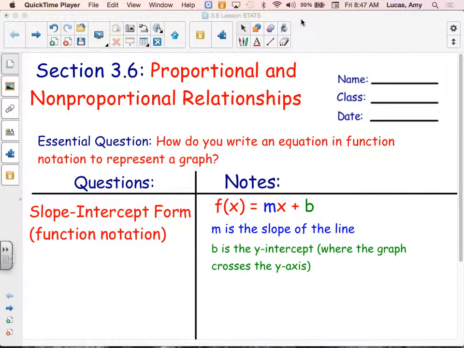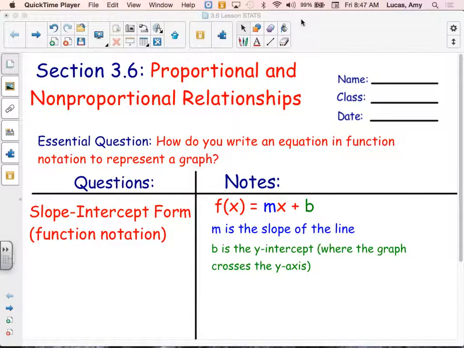Lesson 3.6, Proportional and Non-Proportional Relationships. Our essential question is, how do you write an equation in function notation to represent a graph? Our new vocab word is slope-intercept form, written in function notation.